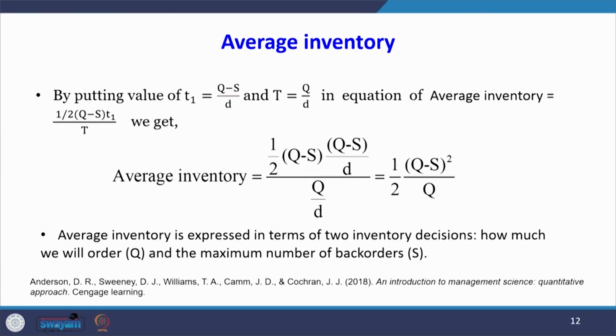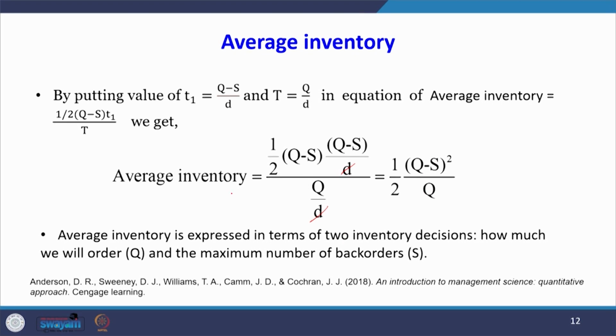So, we are getting 1 upon 2 (Q minus S), and instead of T1 we substitute (Q minus S) by D, and instead of capital T we substitute Q by D. D is per day demand, Q is quantity ordered, S is the shortage. When you simplify this, D gets cancelled, so the remaining is 1 by 2 times (Q minus S) whole square divided by Q.